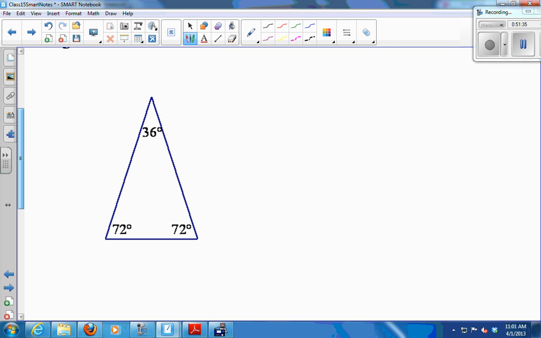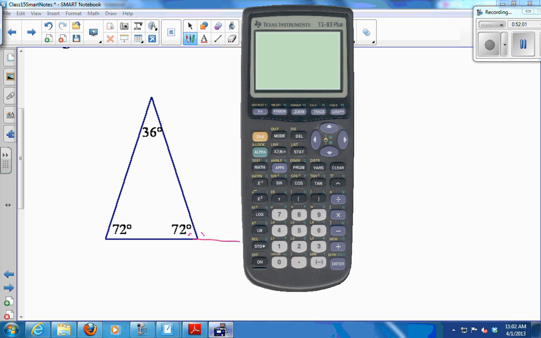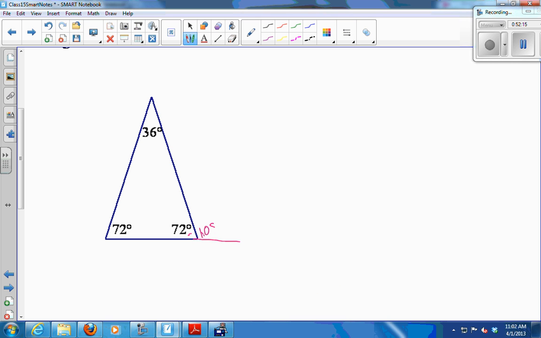So I'm going to start by drawing that straight angle. So if this piece is 72, what does this piece have to be? Close. A straight angle is 180 degrees. So I already have 72 degrees of that. So to get the other part, I have to do 180 minus 72. 180 minus 72, 108. So this angle here has to be 108.